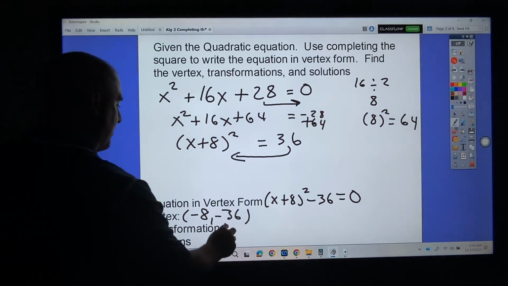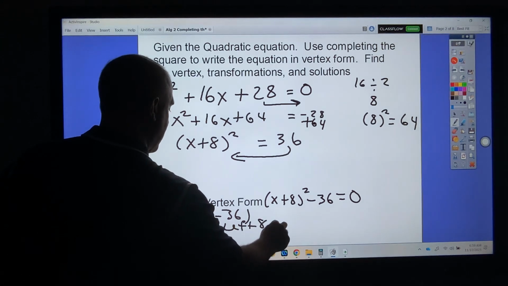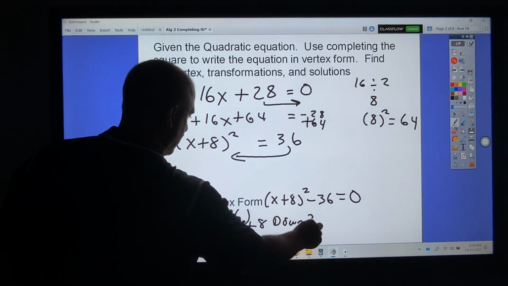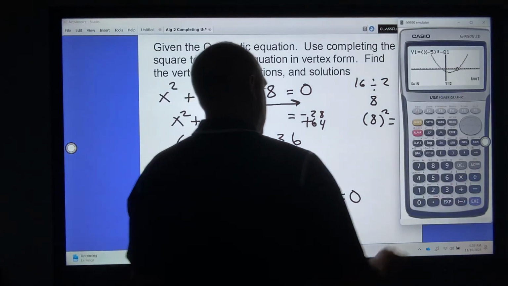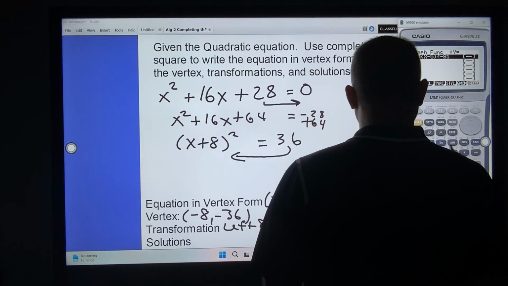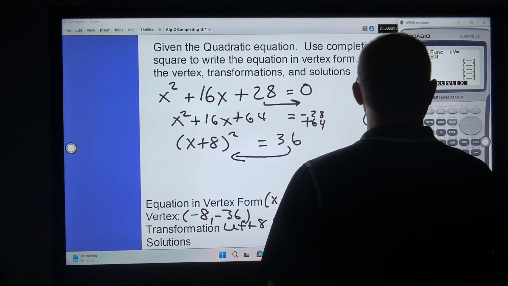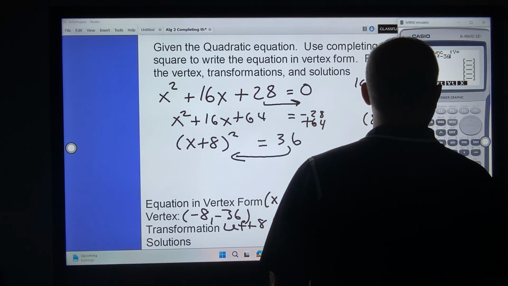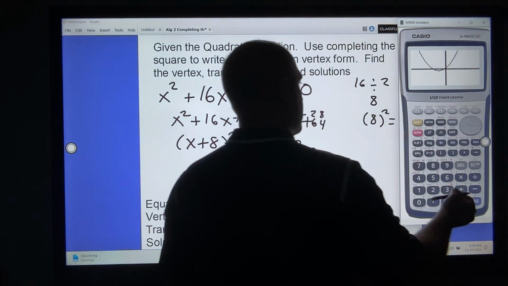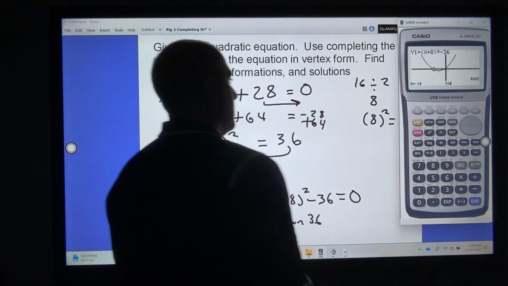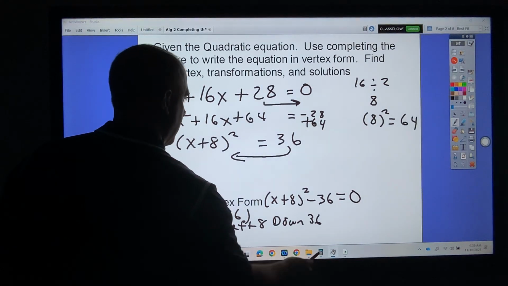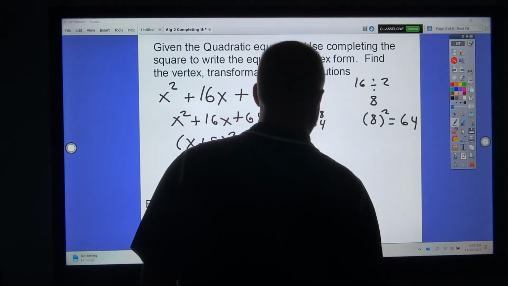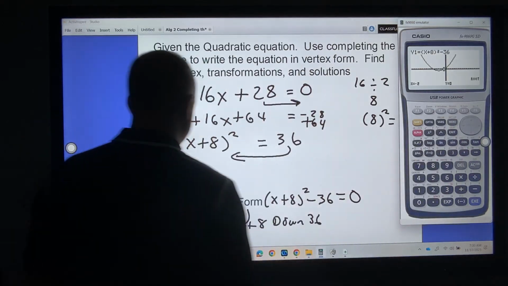How would I get there? I would go left 8, down 36. Now I'm going to go ahead and find the solutions. I'm going to go back, and maybe I'm zoomed out good right here, and maybe I don't need to play around with the calculator at all anymore. Yep, I'm in good shape. G solve root, x equals -14. Hit over, x equals -2.